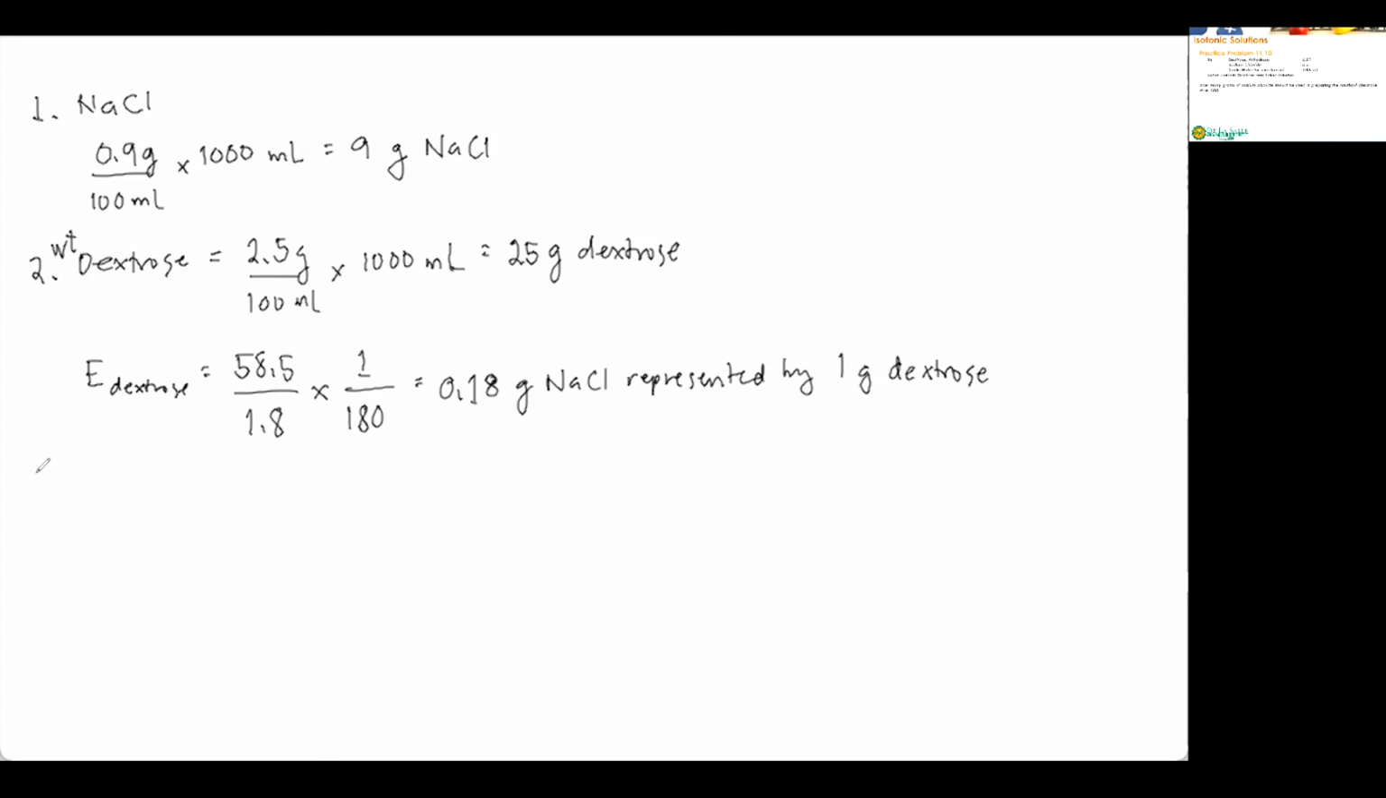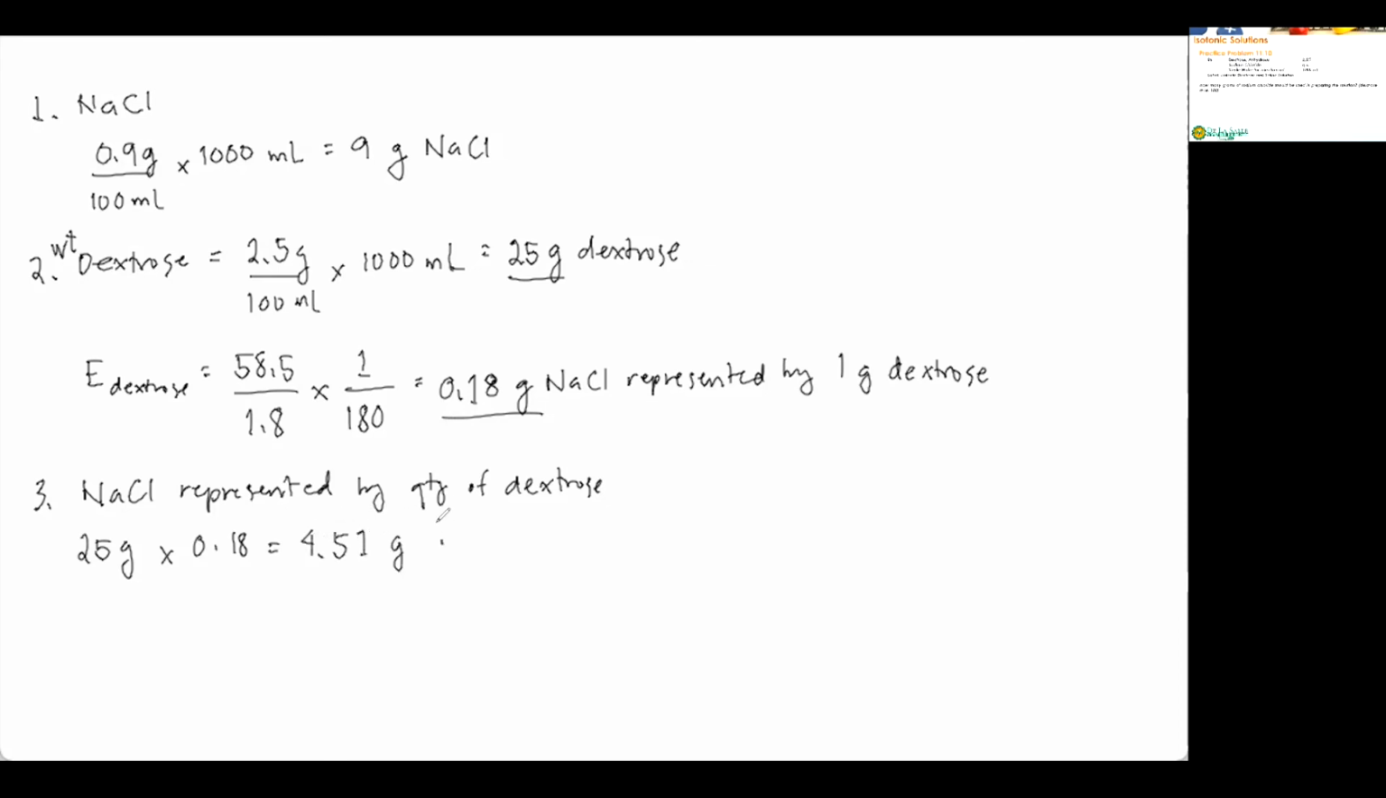Now, number three, in order for us to determine the amount of sodium chloride represented by the quantity of dextrose in the solution, we simply multiply the E value, which is this one, by the quantity of dextrose that is present in the solution. So 25 grams times 0.18 gram of sodium chloride per gram of dextrose. So we get 4.51 gram of sodium chloride represented by the quantity of dextrose present in the solution.